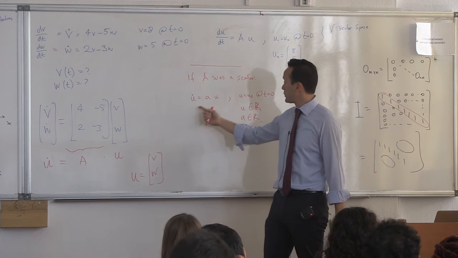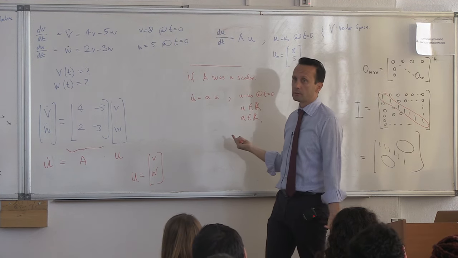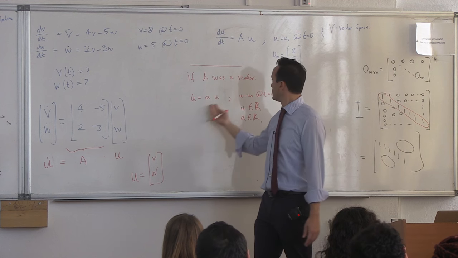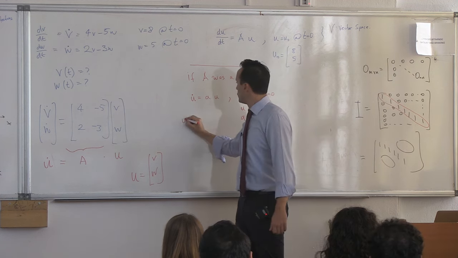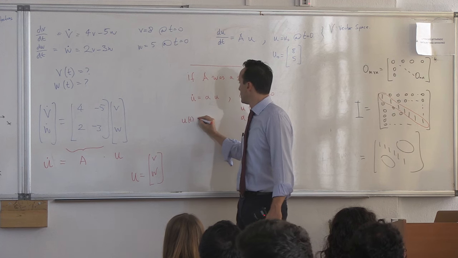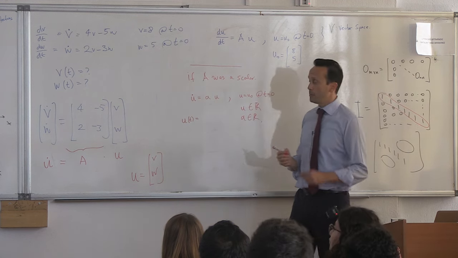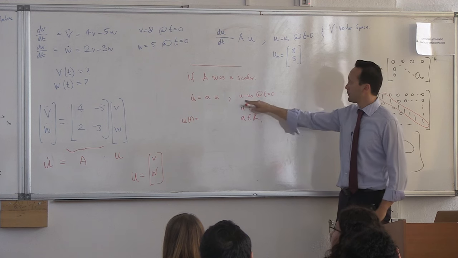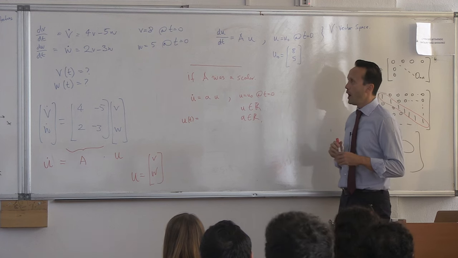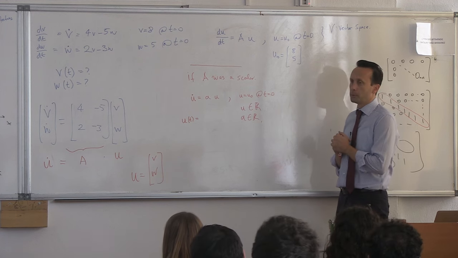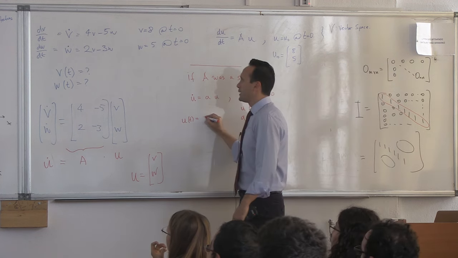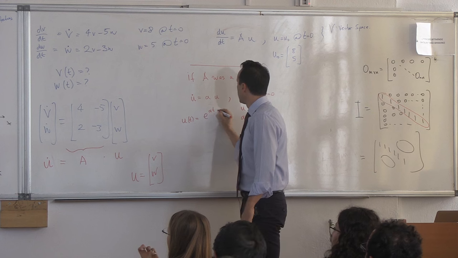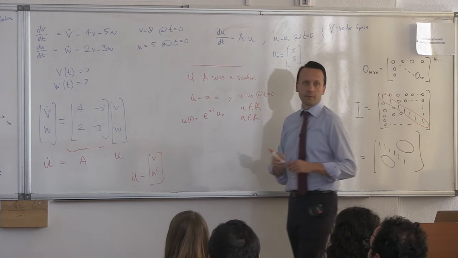If it's a simple differential equation, the solution would be what? What would be u as a function of time? A is a scalar number. U is a variable. U is equal to u0 at t is equal to 0. What is the solution of u? It's actually over there. Okay? U is e to the power At times u0. Okay?